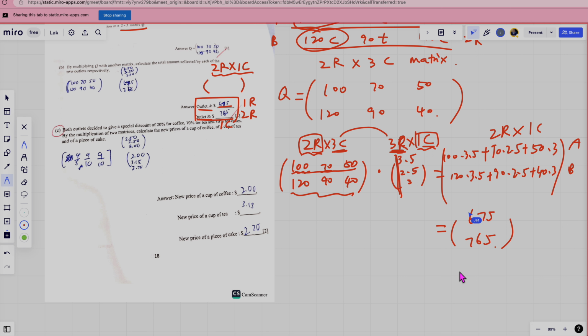Now, both outlets decided to give a special discount of 20% for coffee, 10% for tea. So by the multiplication of two matrices, calculate the new prices of a cup of coffee and a cup of tea. Okay, so what's this? So what is the new price of a cup of coffee?